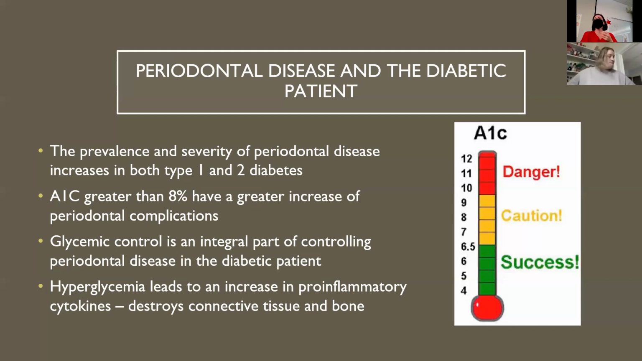Hyperglycemia leads to an increase in pro-inflammatory cytokines that destroys the connective tissue and the bone. So when they're in that constant state of hyperglycemia, when they're 8% or above, they just have more of those cytokines floating around doing the damage. So that's partly why it's so important for them to keep stabilized.